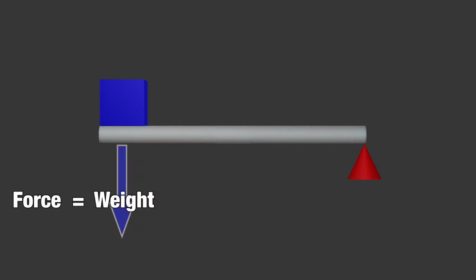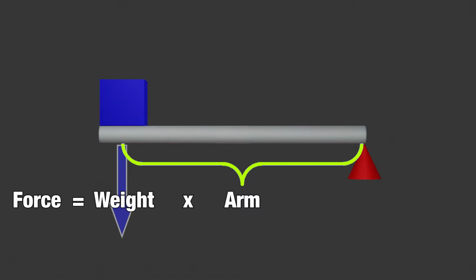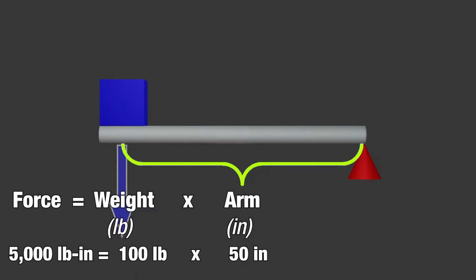A lever usually has a pivot point, or a fulcrum, and then a force pushing down. The way we measure force is by taking the mass of the object times the arm, or the length from the fulcrum to the center of gravity of our object. The length is measured in inches, and the weight is in pounds. So 100 pounds times 50 inches, that's 5,000 pound-inches.